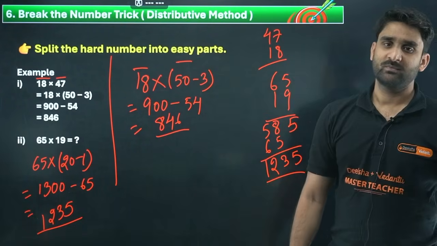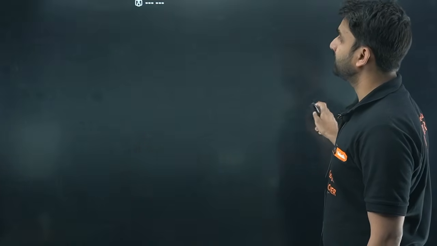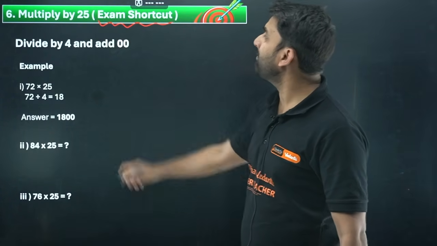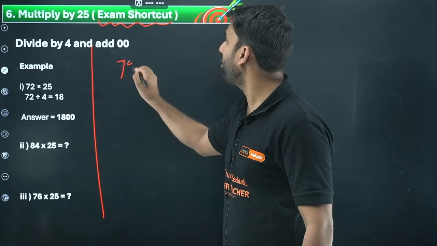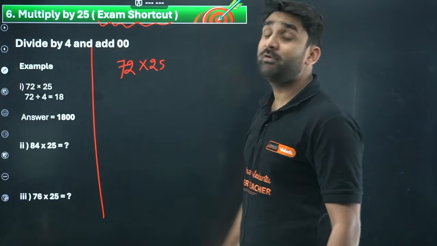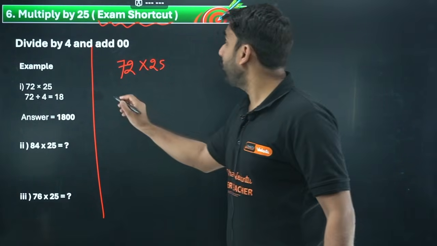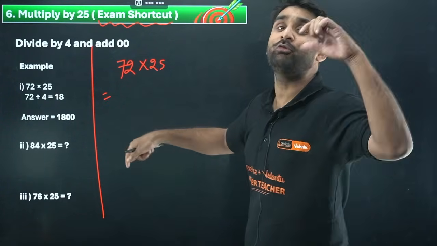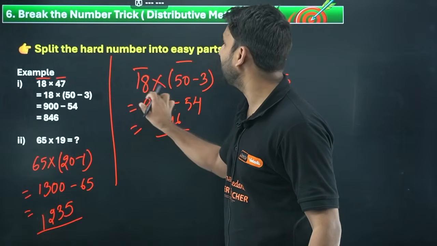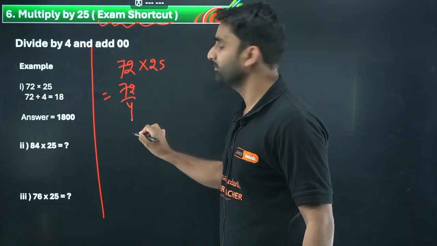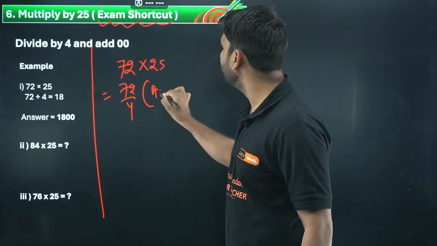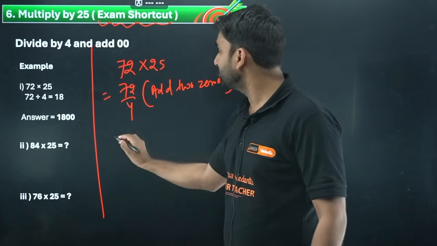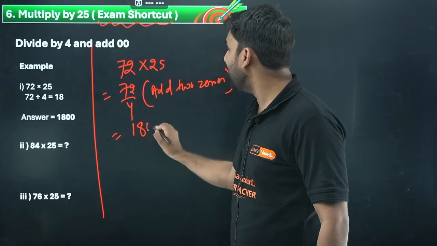Okay, now moving to the next: multiplying by 25, an exam shortcut, a very important shortcut. If you are multiplying any number by 25, my dear, when we were multiplying a number by 5, we divided the number by 2. But if you are multiplying by 25, divide this number by 4 and add 2 zeros at the end. So 72 divided by 4 will be 18, and add 2 zeros.